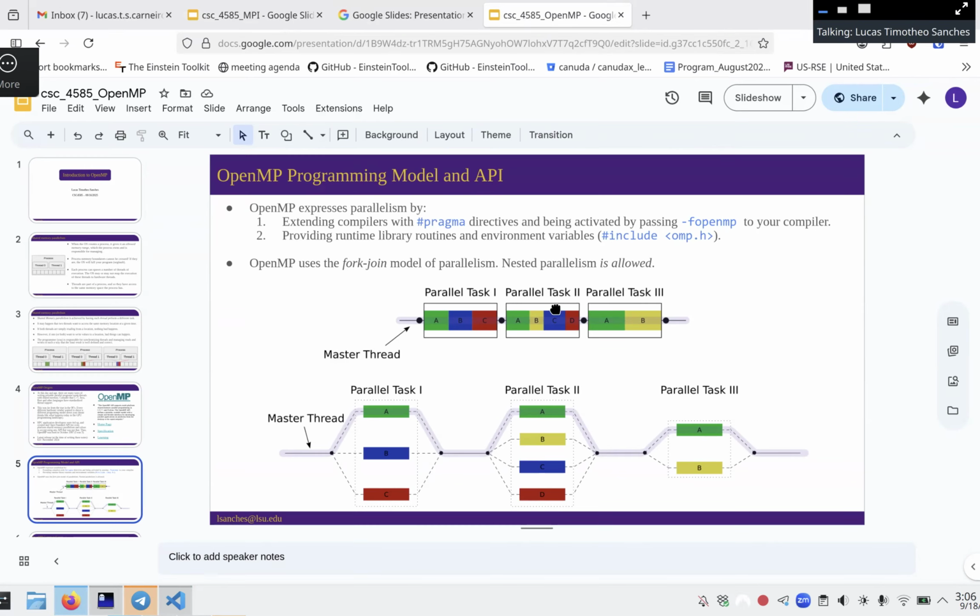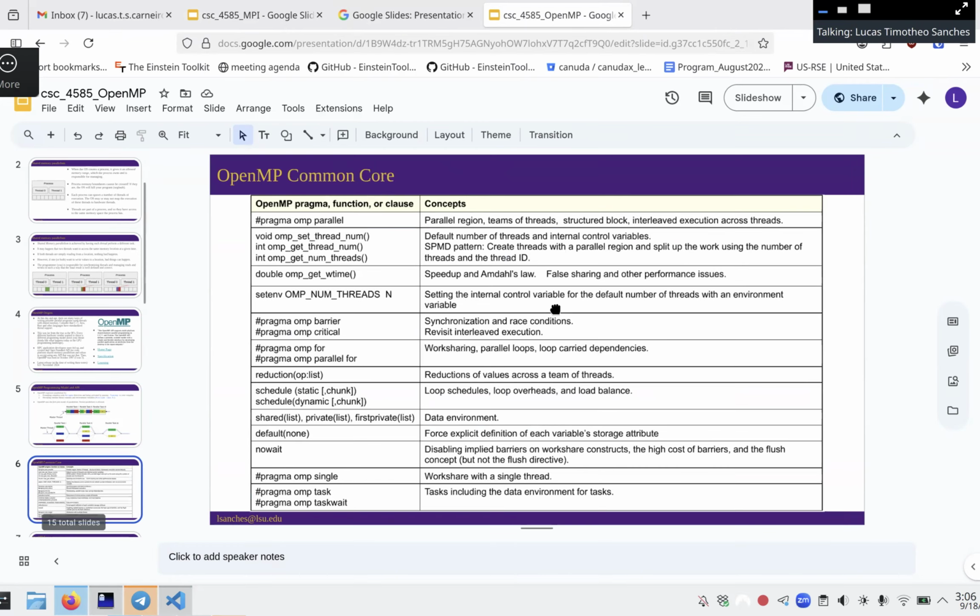The way that it does parallelism is the fork-join model. So you have one main thread, that thread spawns a team, you do parallel work, and you join at the end. Some important constructs that we talked about: pragma omp parallel creates a team of threads and executes the block of code in parallel. Each thread executes the same code, remember that.